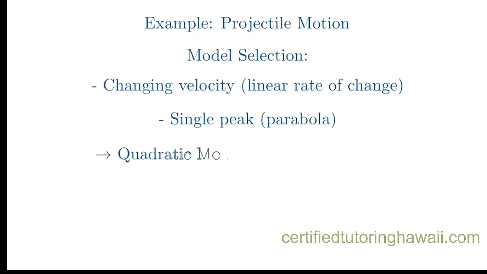Since the rocket's velocity changes at a constant rate due to gravity, and its path is a parabola, a single peak, we know this must be a quadratic function. We're modeling height as a function of time, so the variables are h and t.